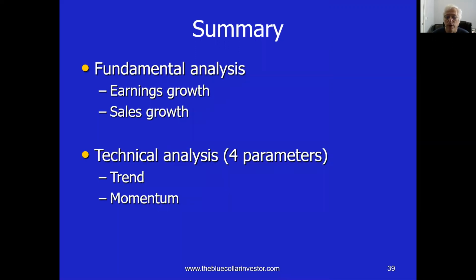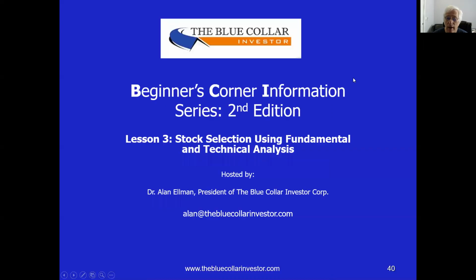So when I say we're going to summarize fundamental and technical analysis, it's summarizing the general overview that we use in the BCI methodology. Now, for fundamental analysis, we look at earnings growth and sales growth. We love to look at these statistics because that's what the institutional investors look at. And we look at technical analysis. I mentioned the 4 parameters used in the BCI methodology, where we identify trend and momentum.